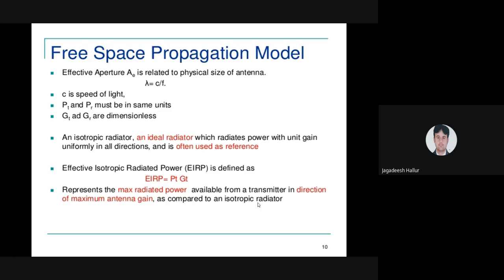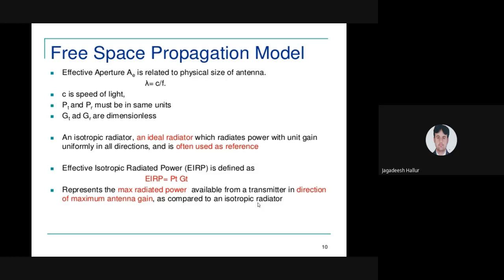Lambda is equal to what? C divided by F. What does C stand for? C stands for the speed of light. Write down, the value for C is 3 into 10 raised to 8.